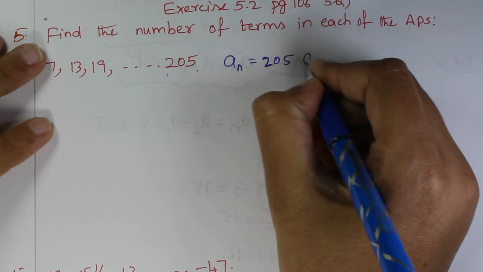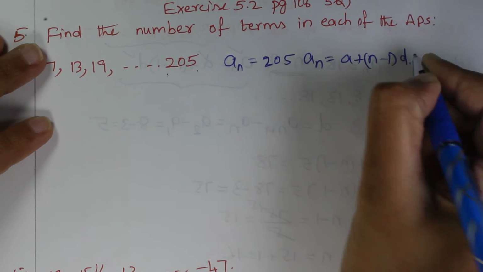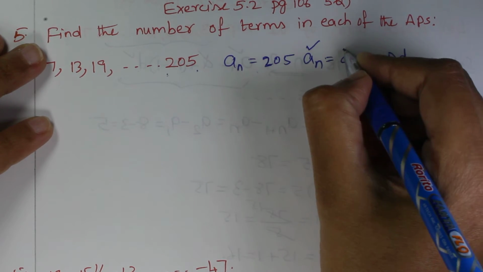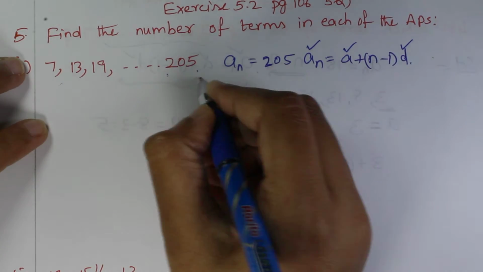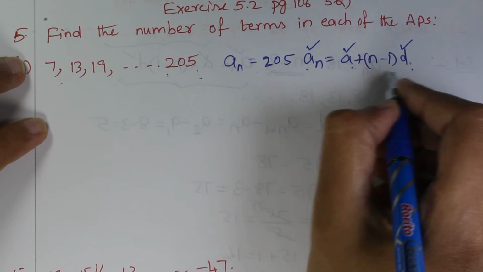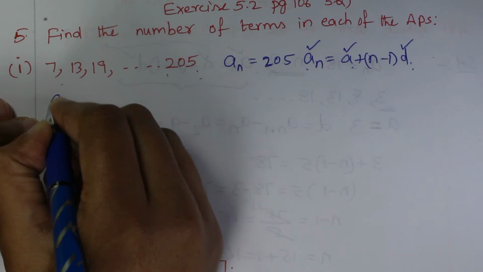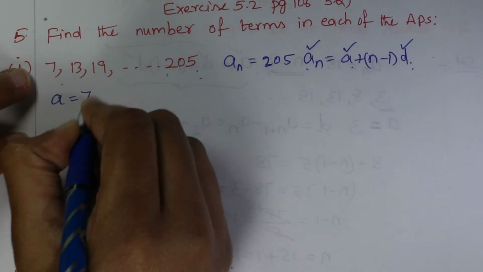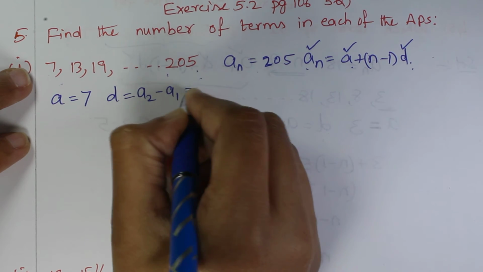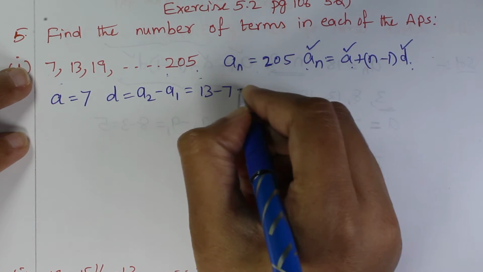What is the formula of an? An is equal to a plus n minus 1 into d. Here we know the value of an, which is 205. We can calculate the values of a and d from this series, and by substituting the values of a and d in this equation, we can solve for n. So let's calculate the values of a and d. A, the first term, is equal to 7. d, the common difference, is equal to a2 minus a1, that equals 13 minus 7, that equals 6.